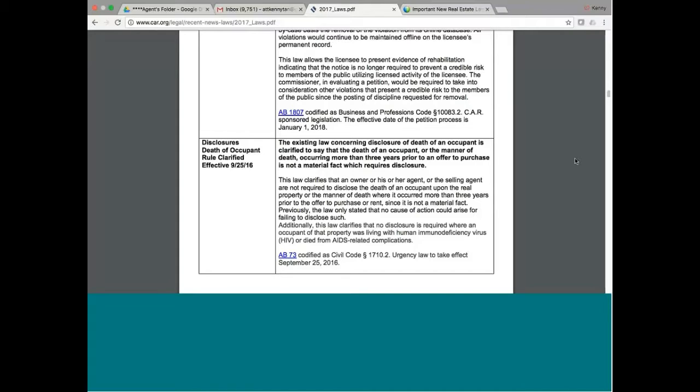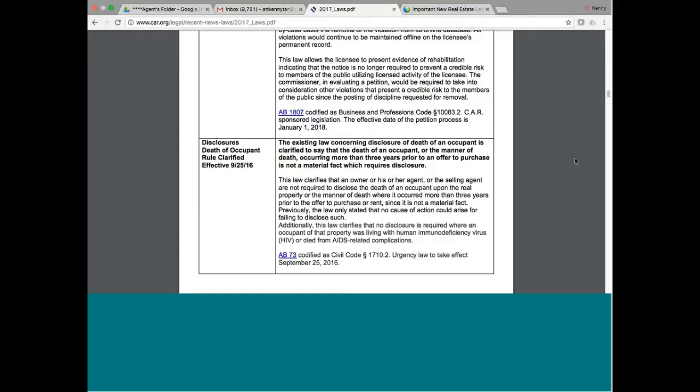Now, let's say if you have a tenant, an occupant, a previous occupant on the property. Could be a tenant or a previous owner, it could be anybody, or just a relative of the previous owner, just anybody that had died on the premises more than 3 years ago. The law says you're not required to disclose because it is not a material fact. Any death that occurred more than 3 years ago, regardless of how the death occurred, it's not a material fact, which means that it requires no disclosure.